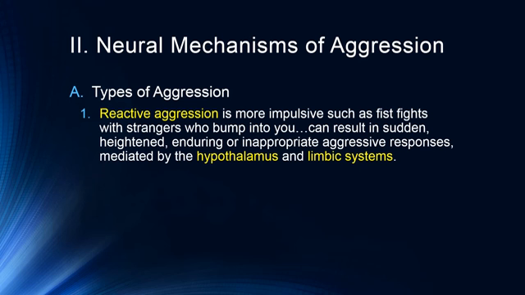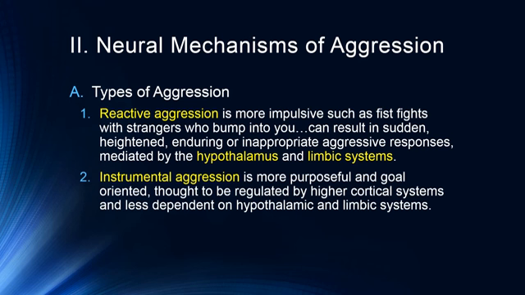So reactive aggression is the first type of aggression we'll talk about. It's more impulsive. These are things like fistfights with strangers who bump into you, people that just react aggressively. They can result in sudden, heightened, enduring, and inappropriate aggressive responses. This seems to be mediated mostly by the subcortical primal systems. This is an instinctive reaction, if you will, so less governed by the more contemplative cortex.